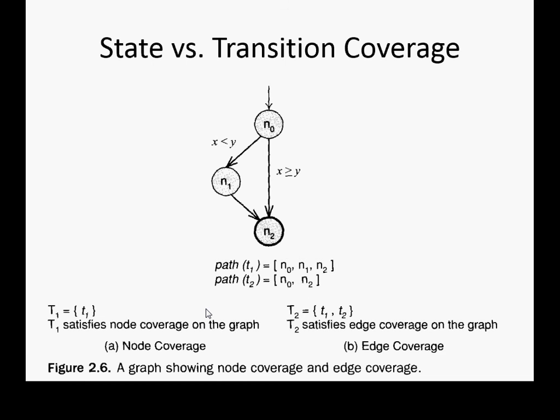Okay, so here we have an if statement, and we need to go both this path and this path. With state coverage, we can do it just by doing it like this. With transition coverage, we need to go both ways. Is that clear to people? People okay with that? Okay.